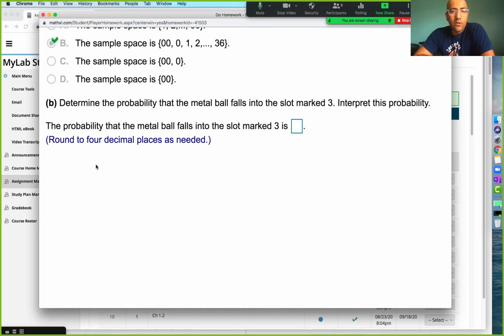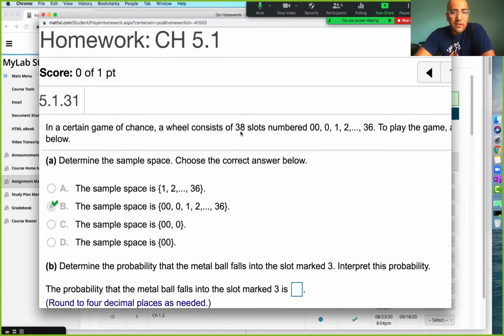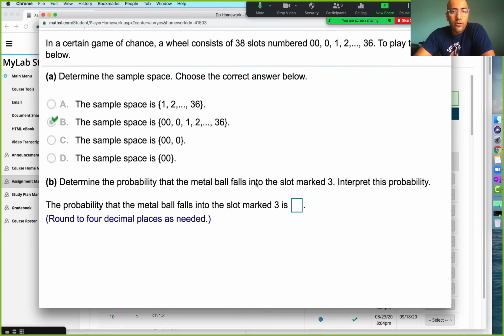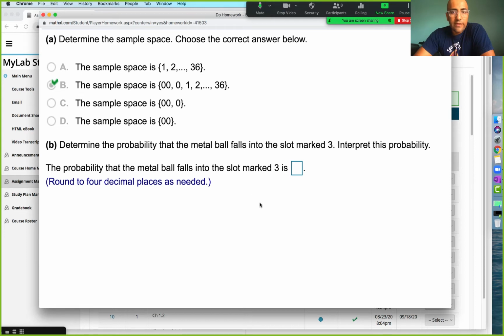This is an example of classical probability, right? So all we have to do is count the number of ways that an event can occur divided by the number of outcomes in our sample space. Well, it literally told us how many outcomes there are in our sample space. It said that there are 38 slots. Of all the 38 different possible options when you play the game, only one of them is marked with a number 3. So therefore, there is 1 out of 38 number of ways for us to win this game.